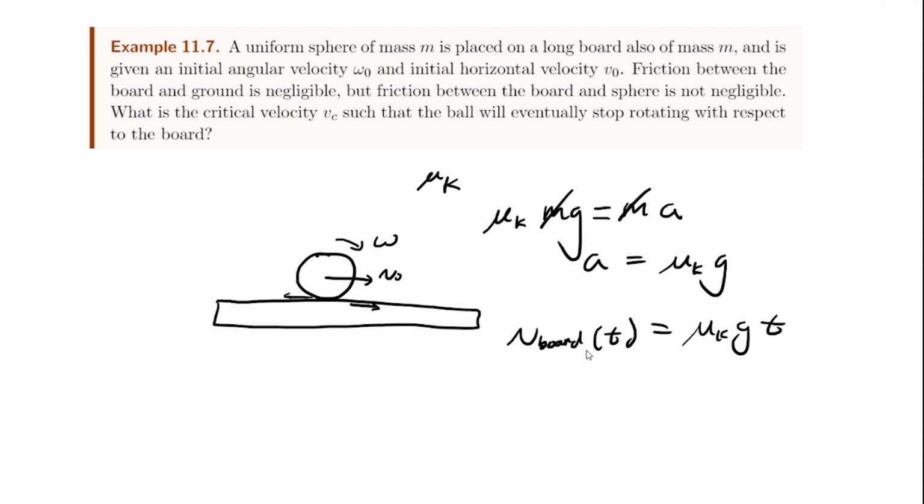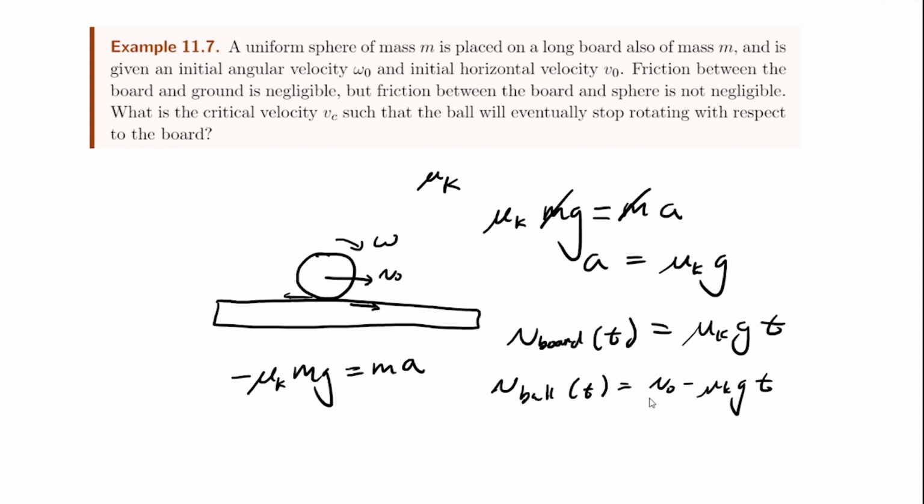Alright, and what about the sphere? We can write force and torque again, and for this one we get mu sub k mg is equal to ma, but this time it's decreasing, so we write a negative here, and so we get v ball of t is equal to v naught minus mu sub k g t. At some point they'll have the same velocity, since this one is increasing and this one is decreasing.